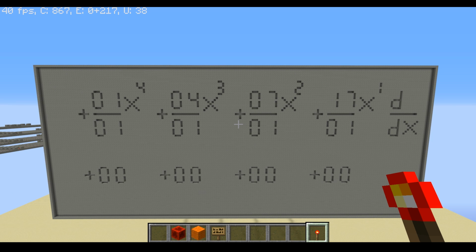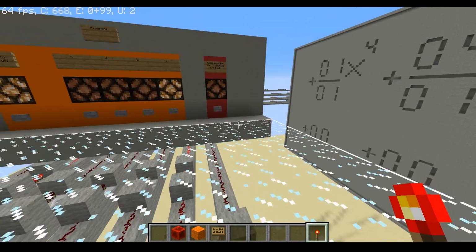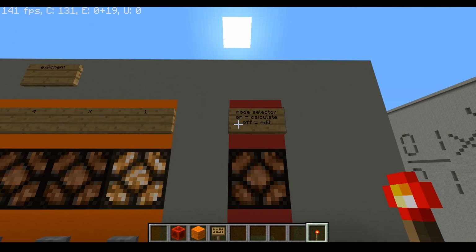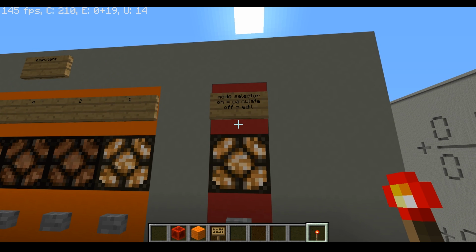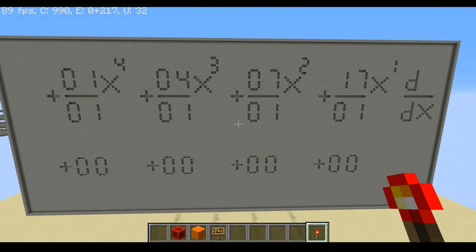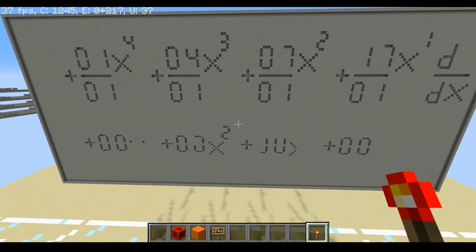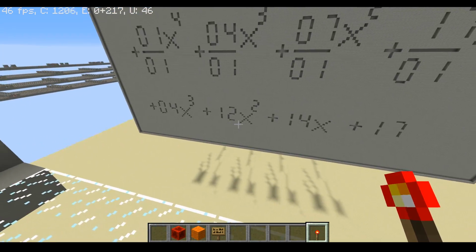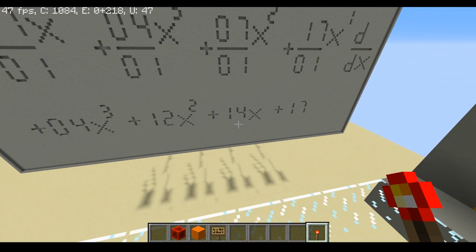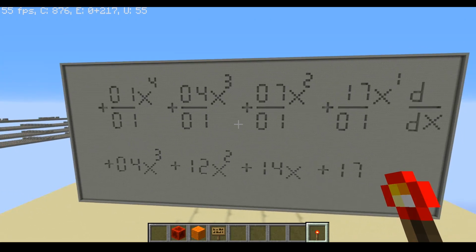Alright, now that I've inputted the rest of the function, we can now click the calculate button. So now it's in edit mode, so if we push this button, it's in calculate mode, which means it will now calculate the derivative of this function. As you can see, it's calculating, and that is the derivative, 4x cubed plus 12x squared plus 14x plus 17.